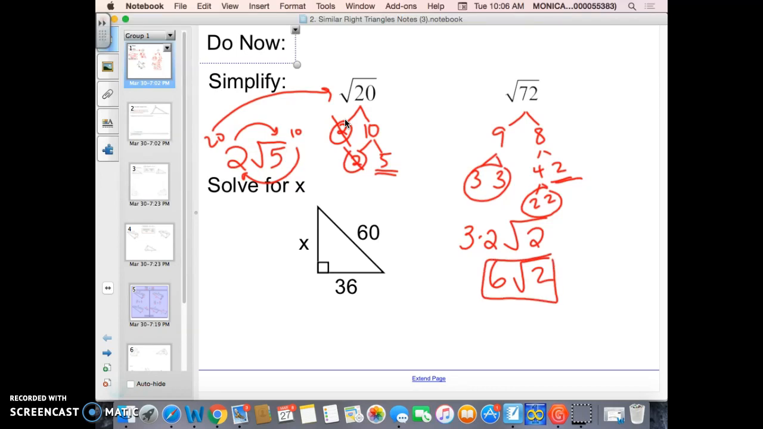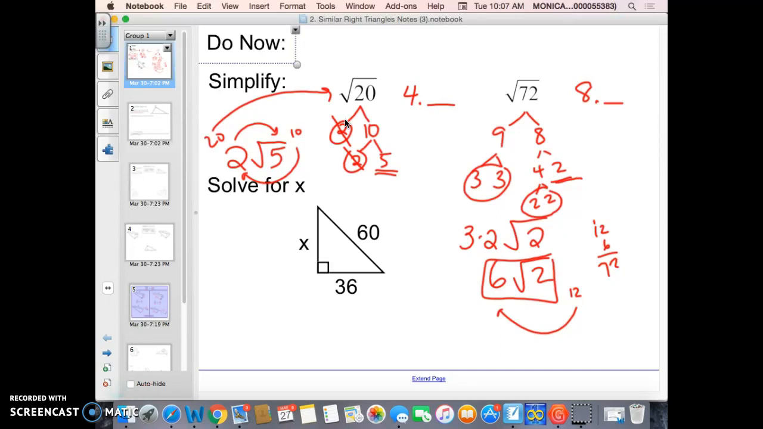I can check that by multiplying 6 times 2, which is 12, and then 12 times 6 is 72, and I end up back where I started. Or obviously you can type it in your calculator, and you should get 8 point something. And for the other one, 4 point something. Okay, so that's a review of what we learned in the past.